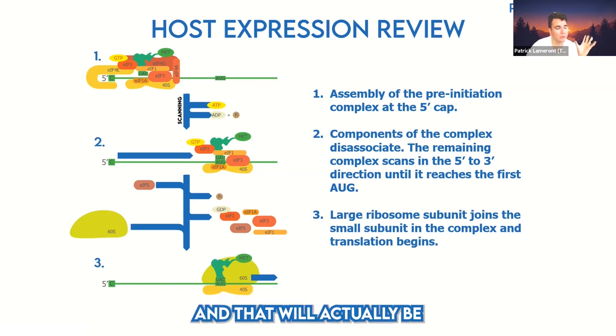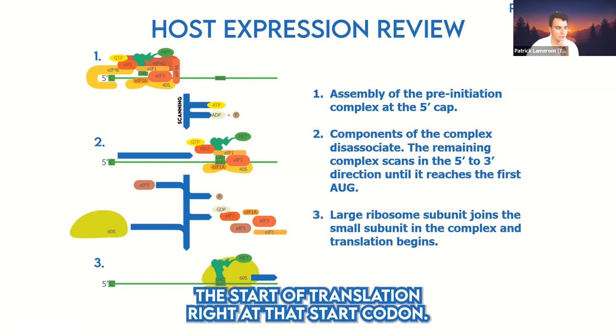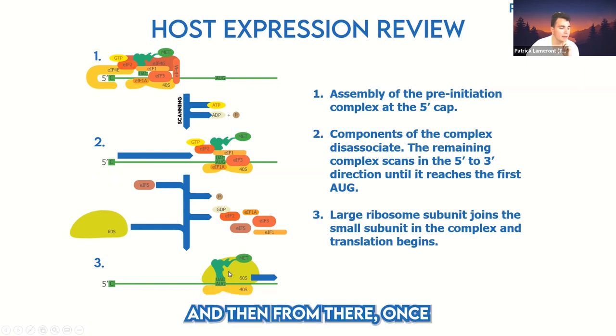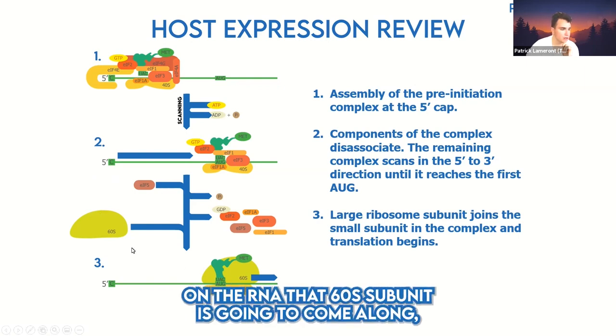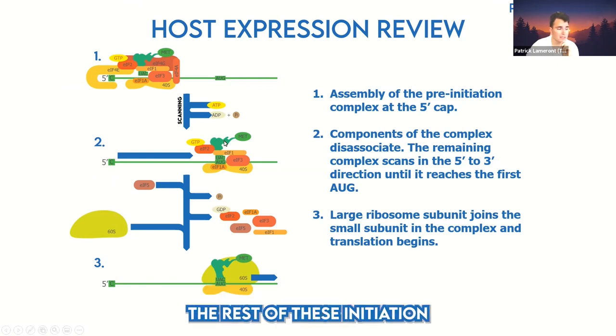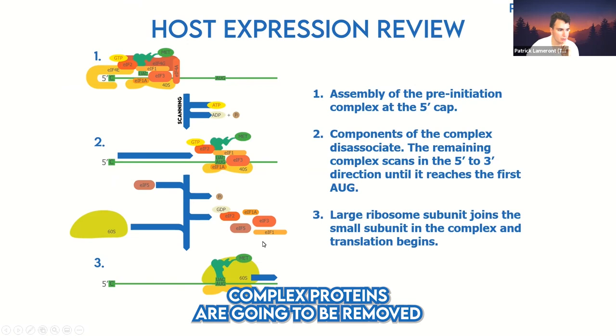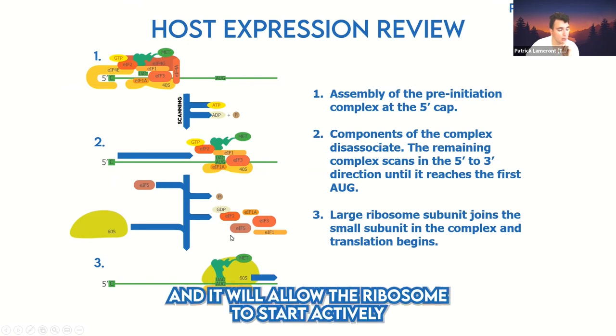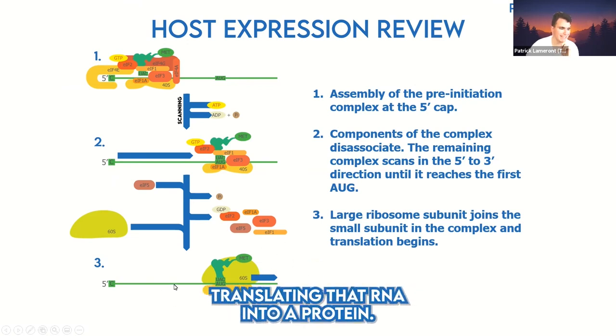With methionine, and that will be the start of translation, right, at that start codon. And then from there, once it finds that section on the RNA, the 60S subunit is going to come along. The rest of these initiation complex proteins are going to be removed, and it will allow the ribosome to start actively translating that RNA into a protein.